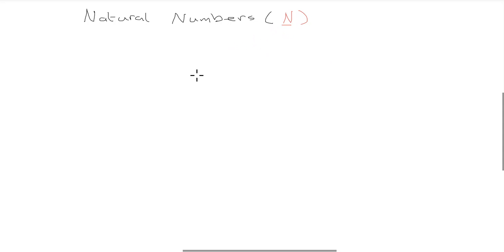So what are natural numbers? Natural numbers can also be thought of as counting numbers. So if we think about N, what are all the natural numbers? They're equal to, just as an example, 1, 2, 3, 4, 5. Okay, and this goes on forever to infinity. So these here are examples of natural numbers. Sometimes they're called counting numbers.